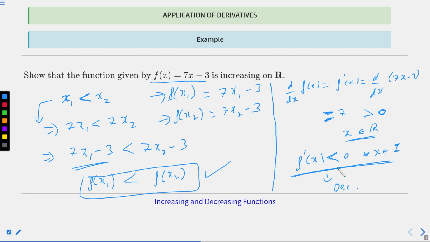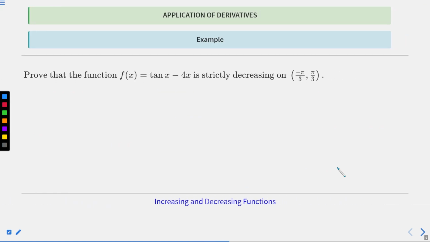So we showed, using derivatives and using normal inequality, that this given function is indeed increasing on the whole set of real numbers. Now we will show that this function is strictly decreasing on the interval minus pi by 3 to pi by 3, which means minus 60 degrees to 60 degrees. Clear?